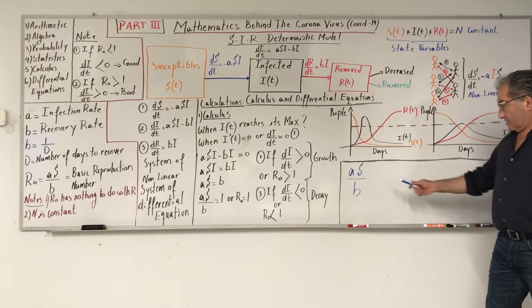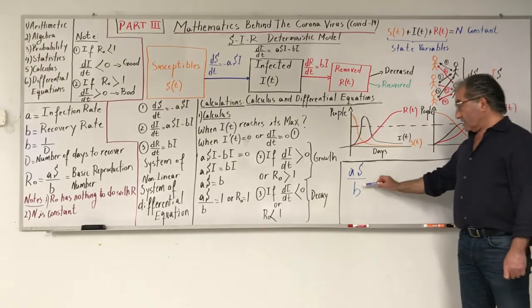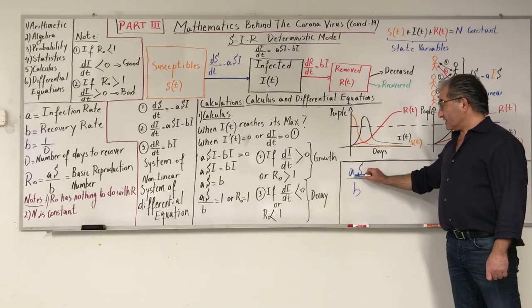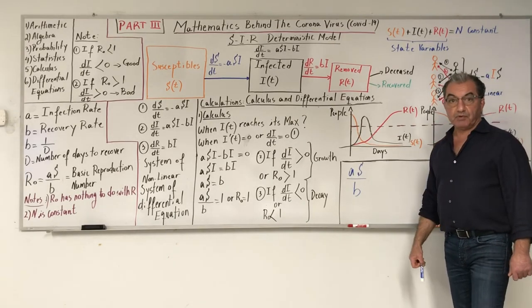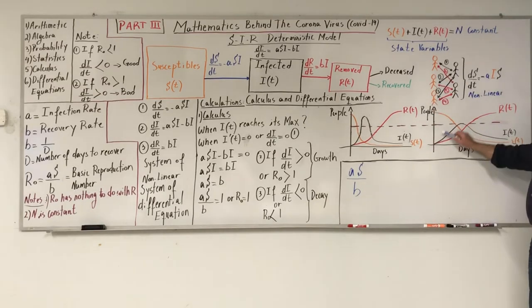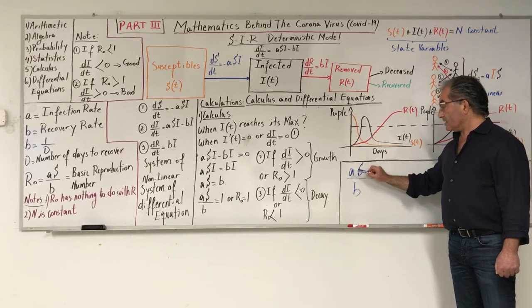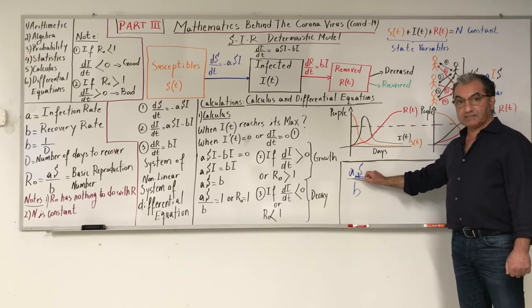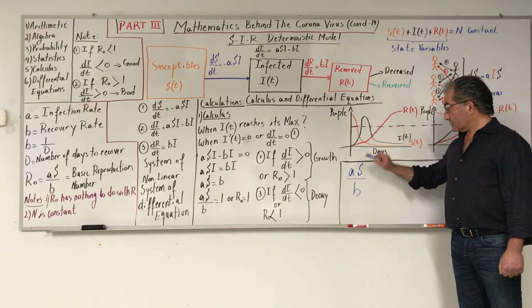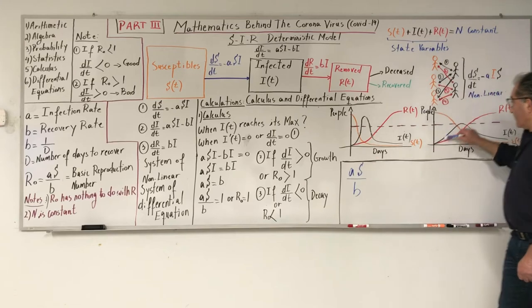b is having antiviral medicine. It's not available like that. So what's left is a. So we want to bring down a. If we bring down a, then we get a curve like that. How do we bring down a? By social distancing, washing hands, staying home. So these are important factors. It's going to make that small, so it's going to flatten the curve.